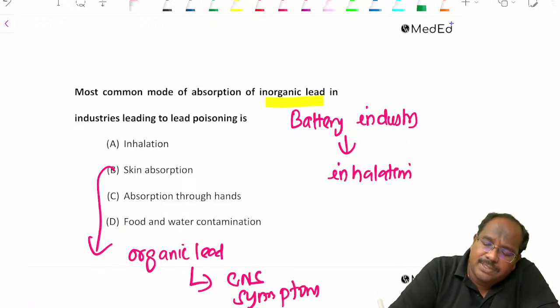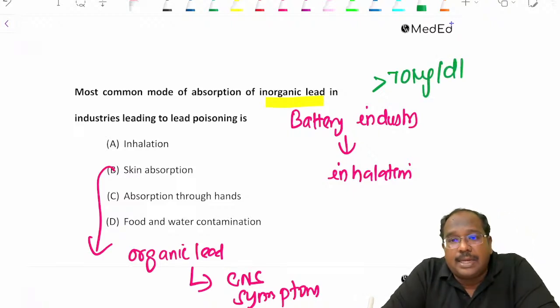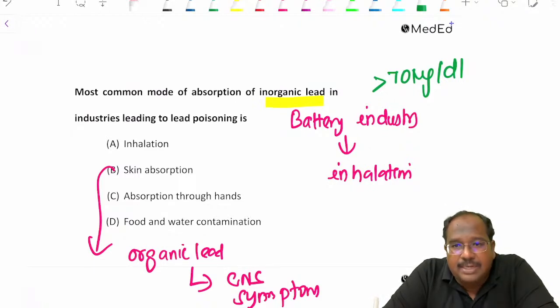These symptoms will start when the blood lead levels are more than 70 micrograms per deciliter. For inorganic lead, symptoms will start appearing. As we already said, wrist drop and foot drop will start.